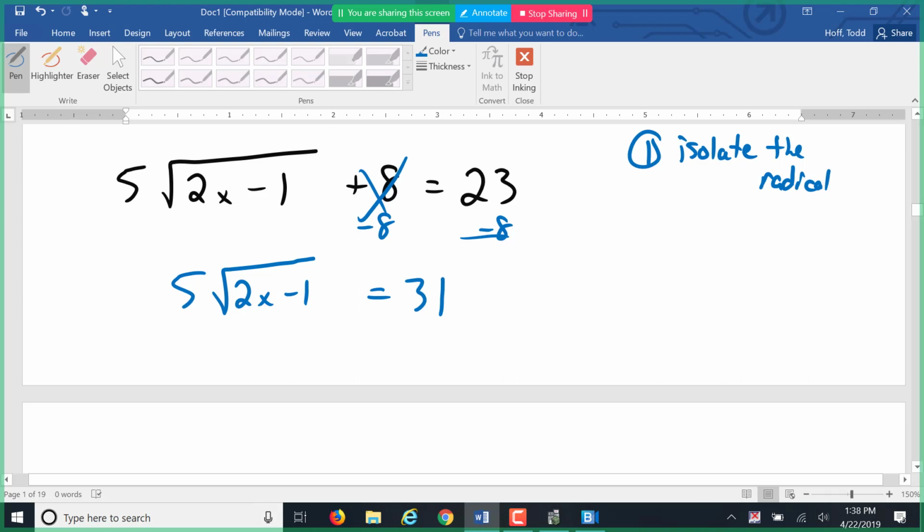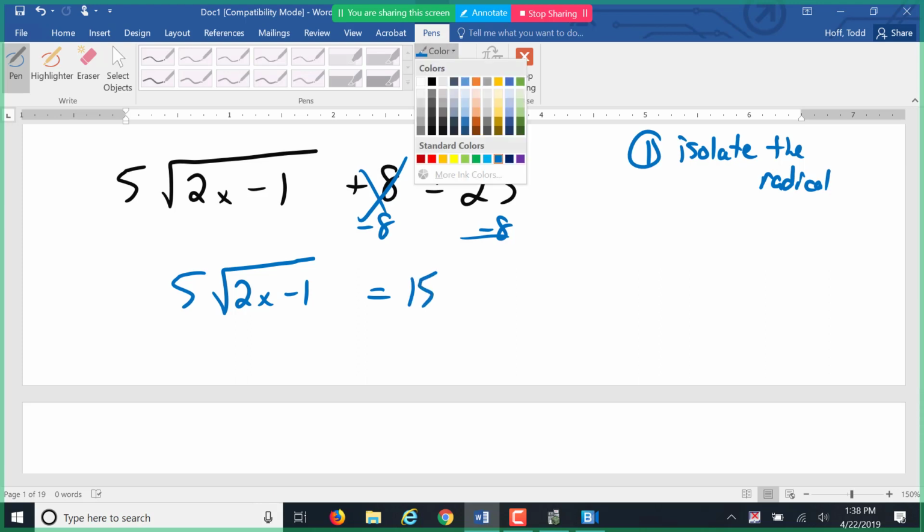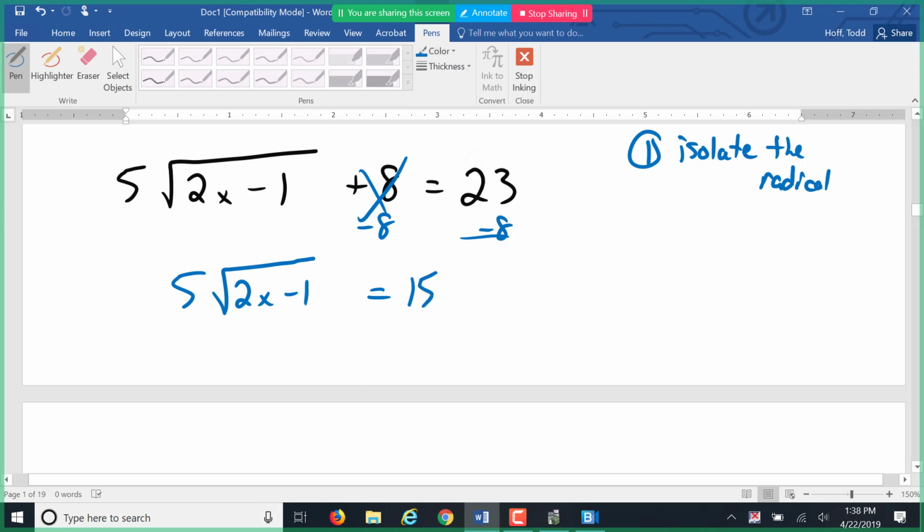Oop, not 31. How about 15? And then we divide by 5 to get rid of the 5. All that's left over here is the square root of 2x minus 1. 15 divided by 5 is 3.